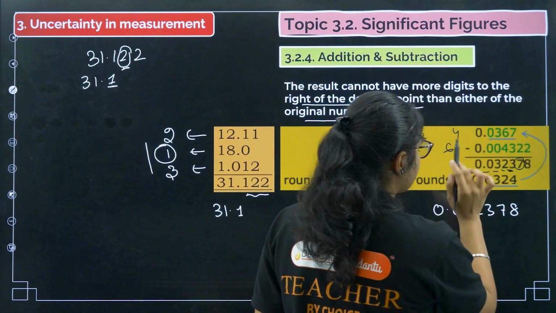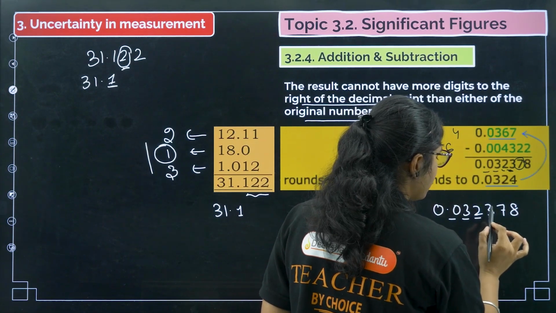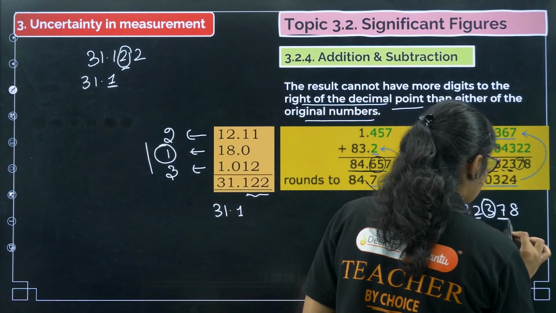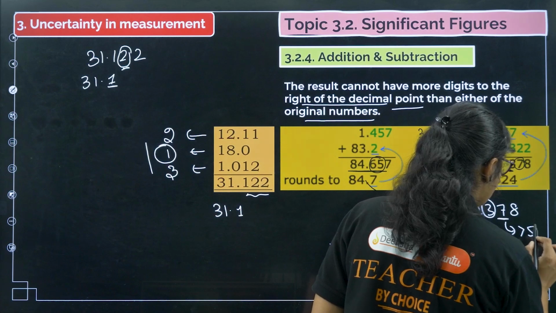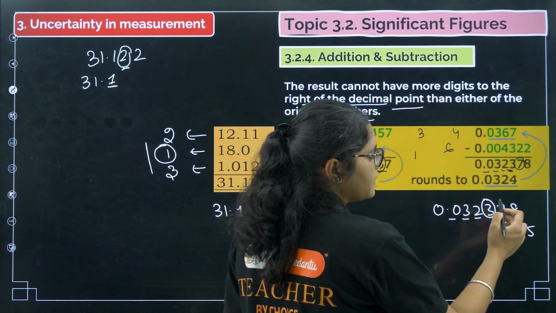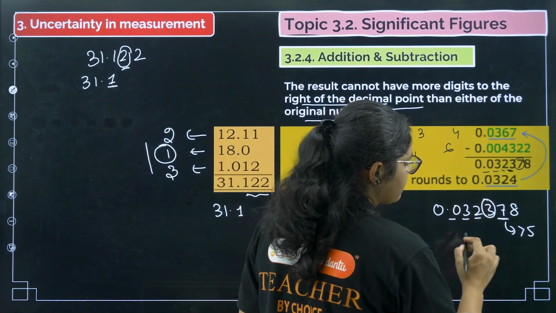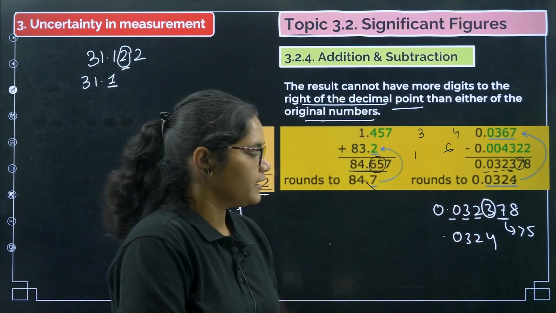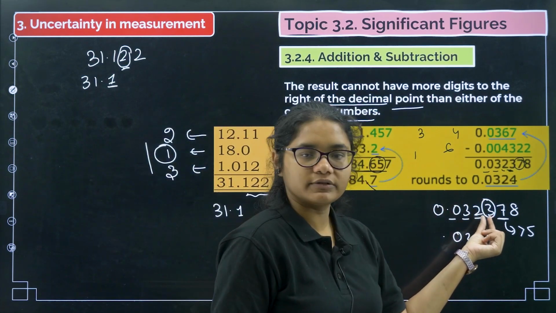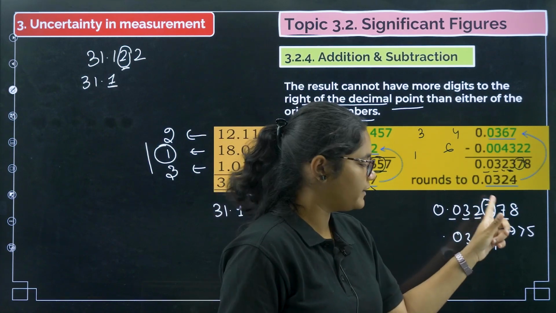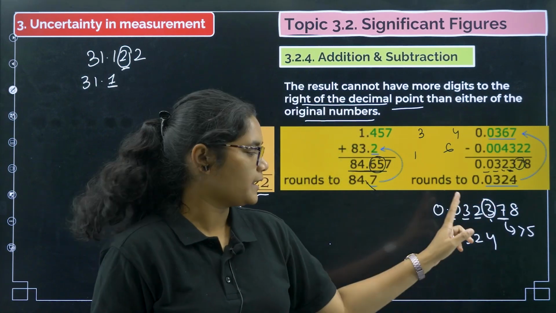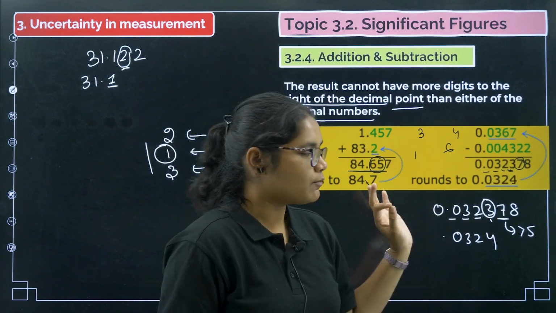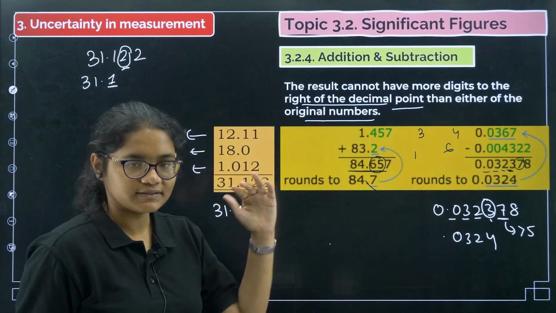Now if you see the next one, 0.032378, and I can have only 4 digits, 1, 2, 3. This 4th digit you should check, and the next digit is 7, which is greater than 5. If the next digit is greater than 5, then this digit will increase by 1, so I'll get 0.324. This 4th digit, you have to check the next digit: if it is below 5, it remains as it is, and if it is above 5, it increases by 1. Now what happens if it is 5? That we will discuss in the next slide.